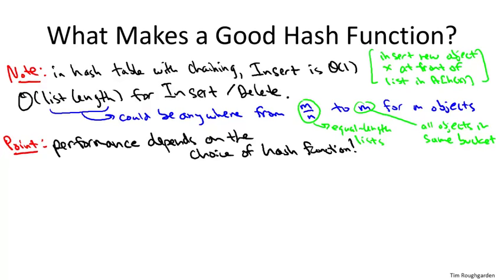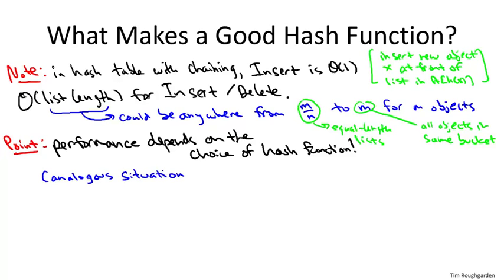So the question is, how many times do you have to look at different buckets of the hash table before you either find the thing you're looking for, or if you're doing insertion, before you find an empty bucket in which to insert this new object. So the performance is governed by the length of the probe sequence, and again, the probe sequence is going to depend on the hash function.